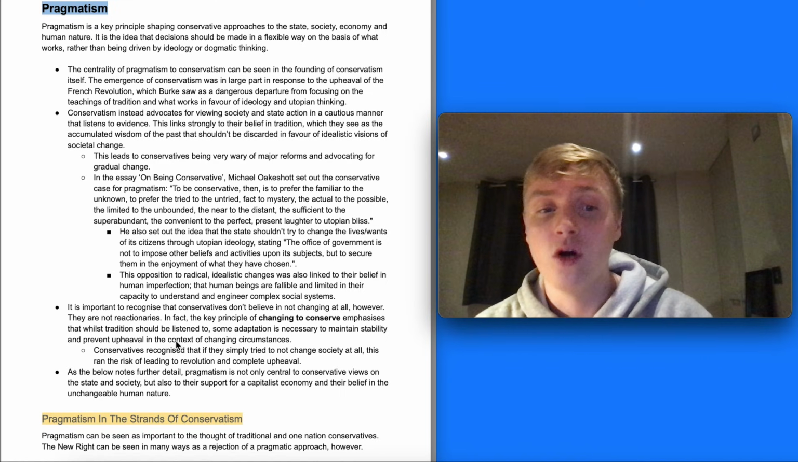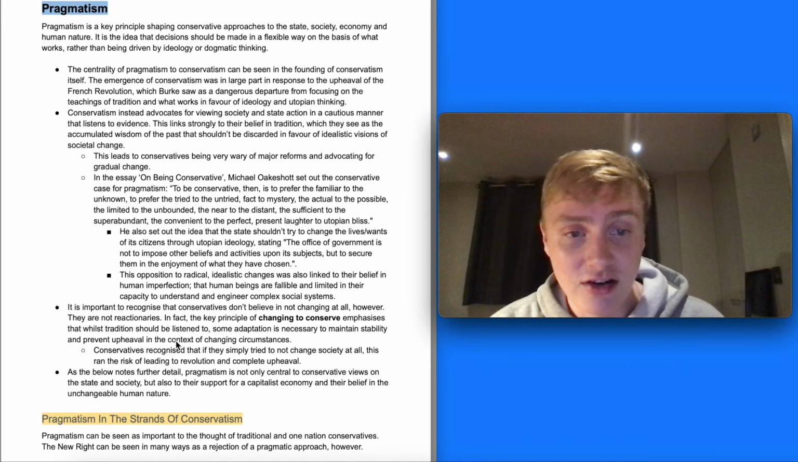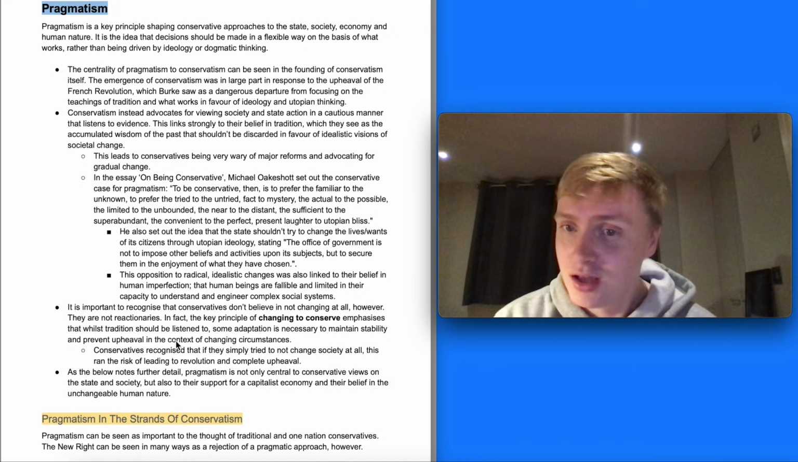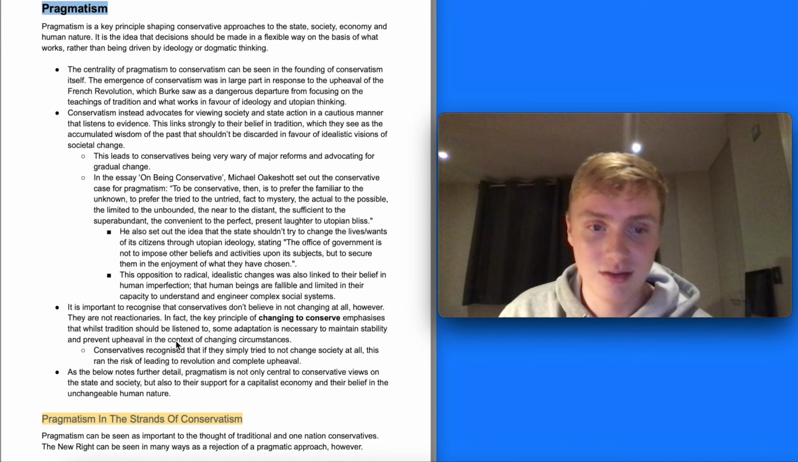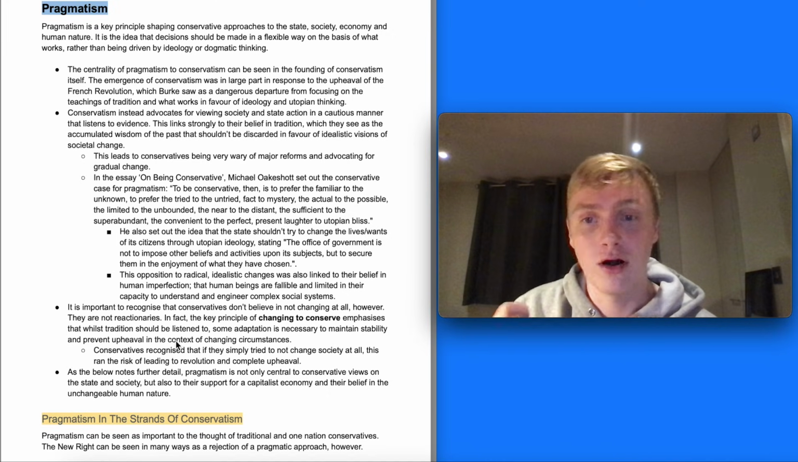Crucially, the opposition to radical idealistic changes was also linked to their belief in human imperfection. They believe that humans are fallible and limited. They therefore can't pursue and design these ideal systems. They should listen to what's worked in the past in tradition rather than trying to do so.